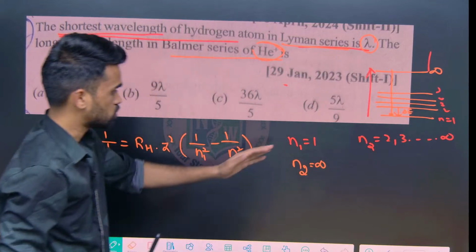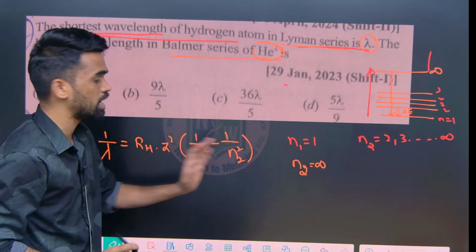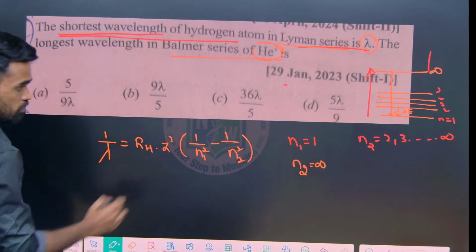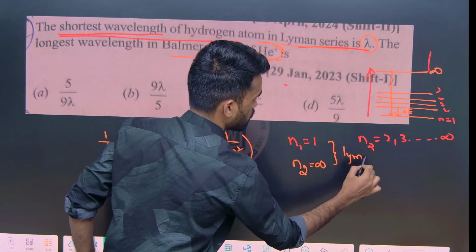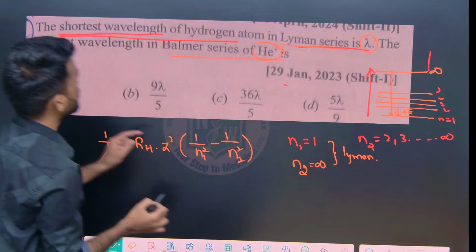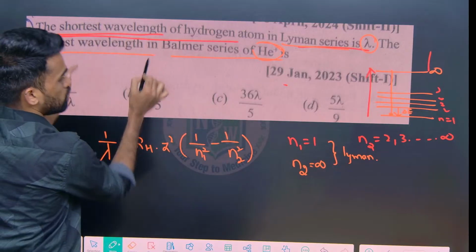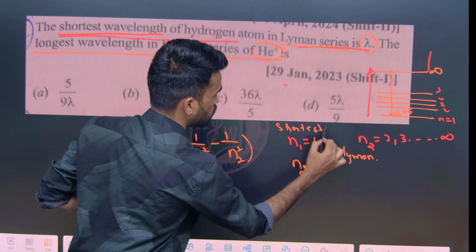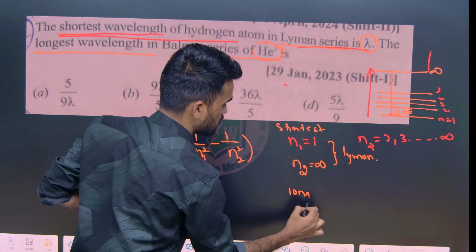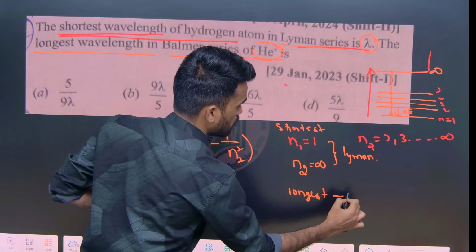That's it. So this is how you need to fix your n1 and n2 values first, for the Lyman series. And the next one here, they are saying longest wavelength; this was the shortest wavelength of the Lyman series. The next one is what they are saying, longest for the Balmer series.